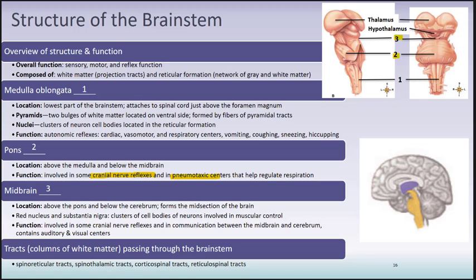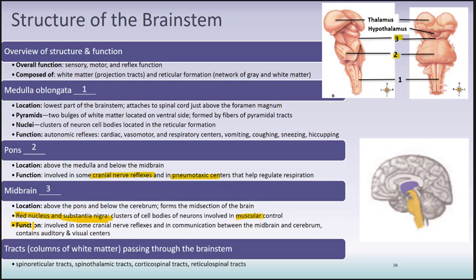Although there are more structures involved than what we're going to discuss when it comes to the midbrain, there are two important midbrain structures that are called the red nucleus and the substantia nigra. Okay, red nucleus and substantia nigra. And these consist of clusters of cell bodies of neurons that are involved in muscular control.